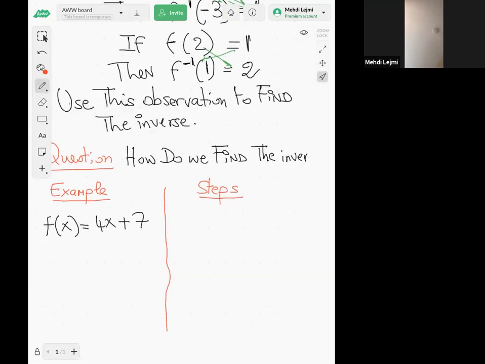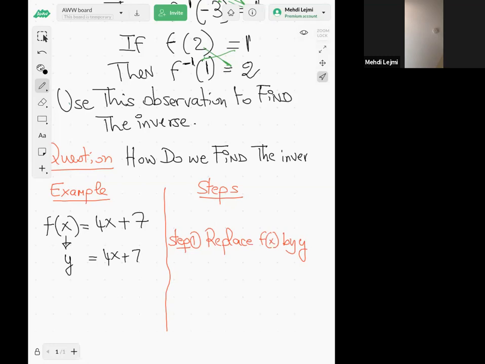step 1, just replace f of x by y. Okay, replace f of x by y. All right. So what I'm saying here, in this example, f of x is now y equal to 4x plus 7. All right. That's the first step. Just replace f of x by y.